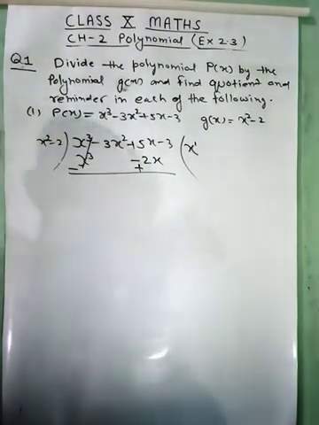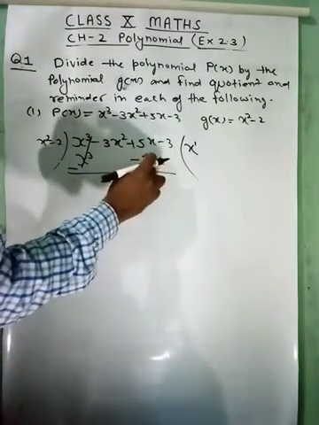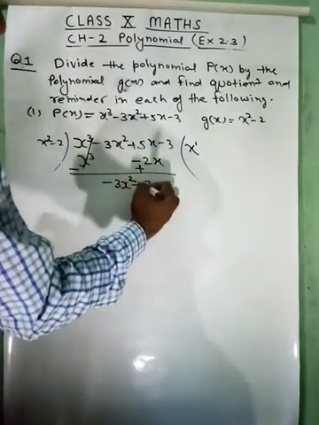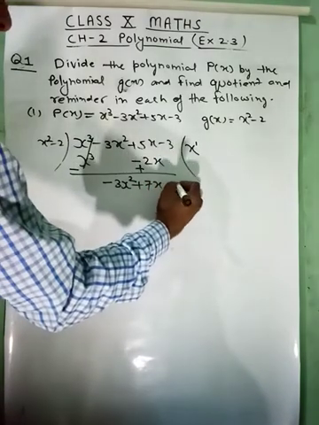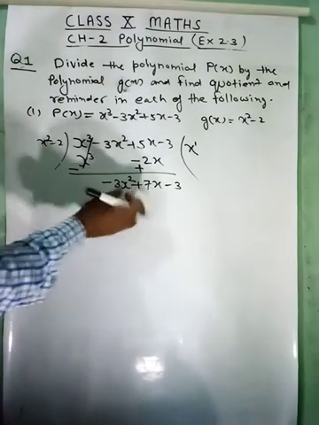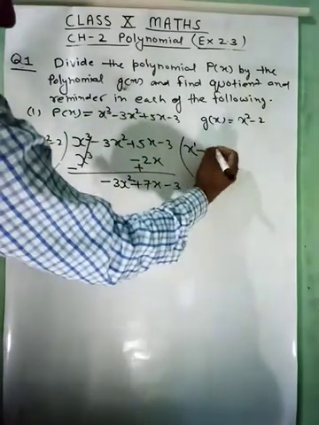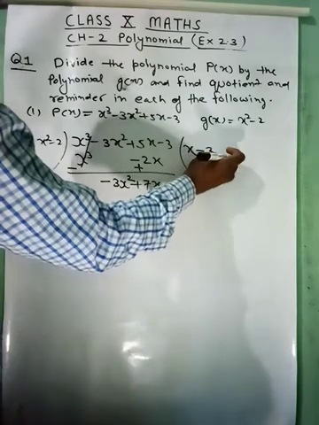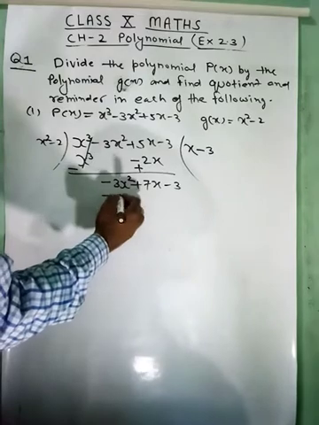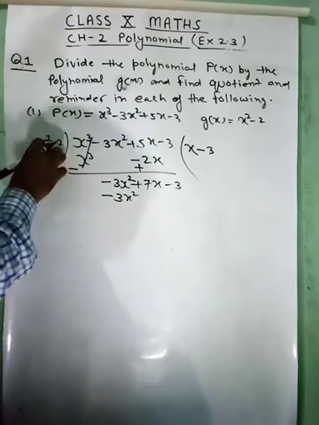So this cancels, and it is 3x square. It is 5x with positive sign. It is 2x with positive sign. It means it is 7x minus 3. Now we have to remove 3x square. We know that here is x square, so we will take 3. When 3 is multiplied with x square, it will be minus 3. Minus 3 when multiplied by minus 2, it will be 6.